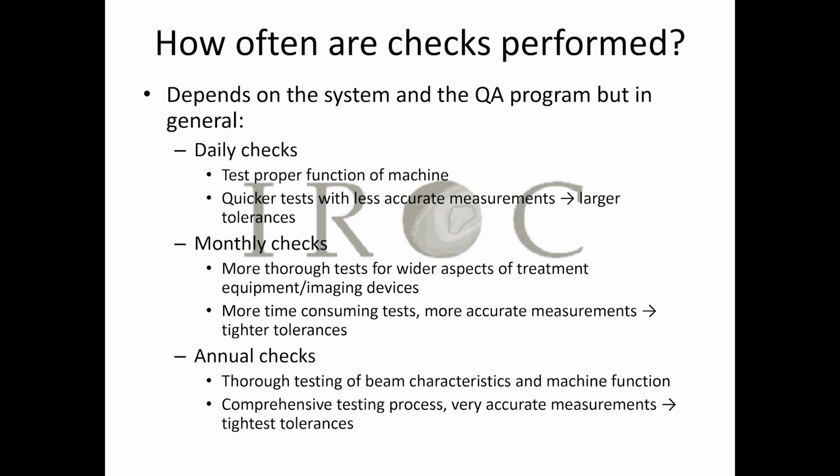But it's just basically making sure that the machine is working how it's supposed to. Monthly checks, they're a little bit more thorough, so they are going to have tighter tolerances because the setup is done a little bit more carefully. And annual machine QA takes a really long time. It is tedious to set up, but it's because the tolerances are pretty tight, and that is when we check everything there is to check about the machine.